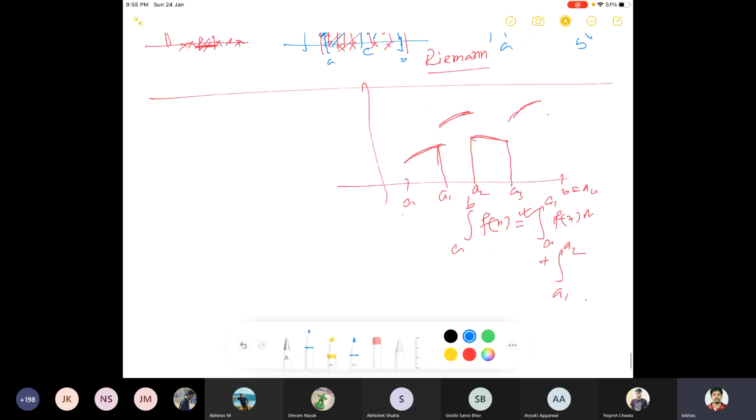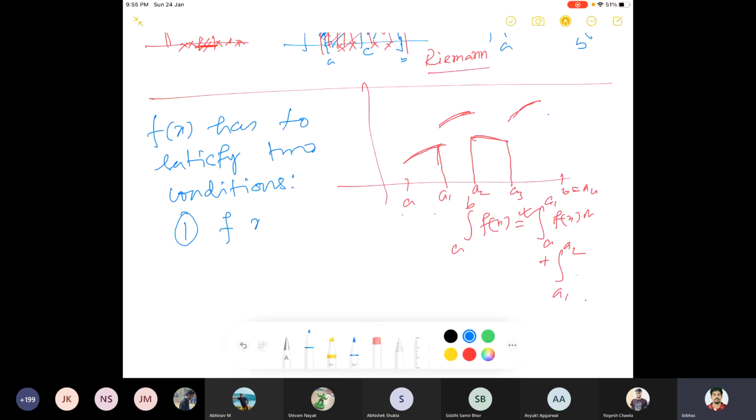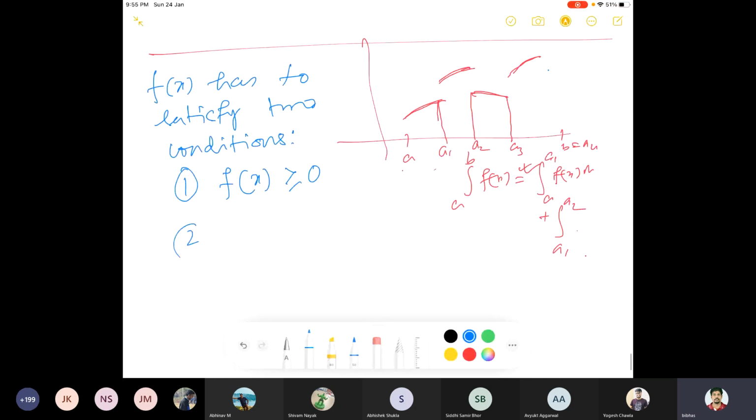f(x) has to satisfy two conditions. Similar to the analogy of what we had in the discrete case, the same thing we'll have for the continuous random variable. One is f(x) has to be a non-negative function, meaning the values are non-negative, and the area under the entire curve should be equal to 1. Earlier we had the sum of this, here the sum is replaced by the area.